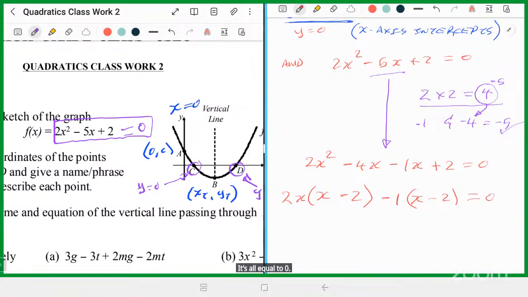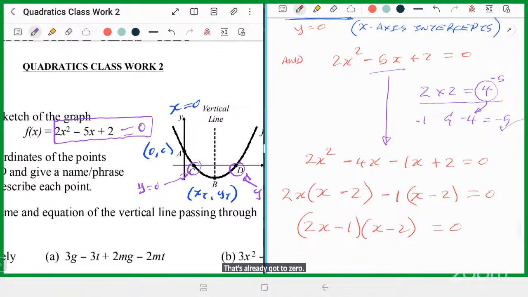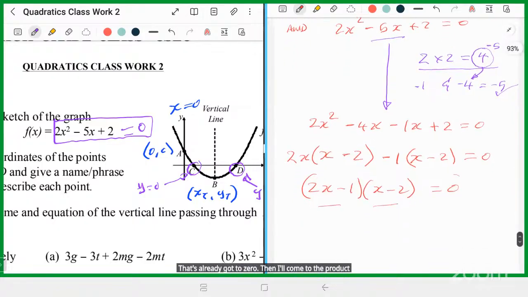And now, x minus 2 is a common factor, and they are connected with the 2x minus 1. So we're going to connect them into one multiple. So it becomes 2x minus 1, that's this and this, multiplied by the common factor of x minus 2. That's all equal to 0. Now we come to the product of two expressions equals 0.